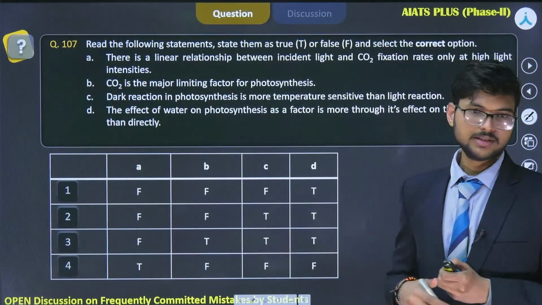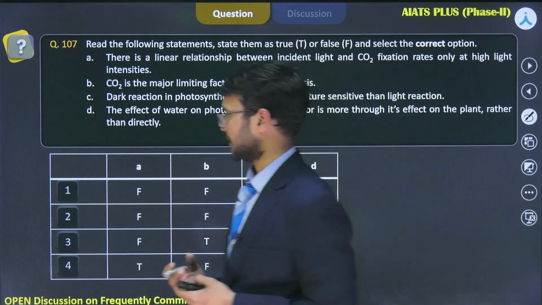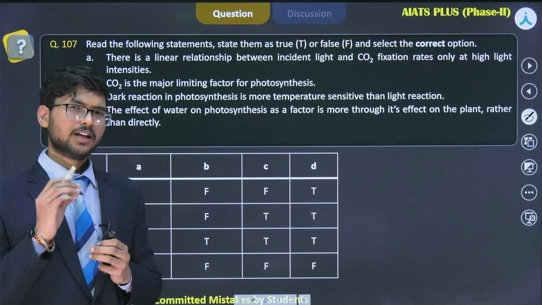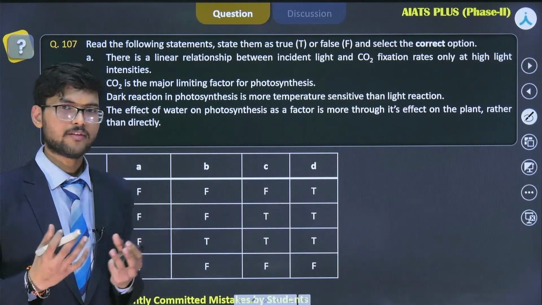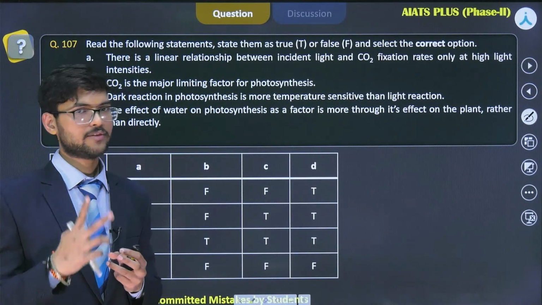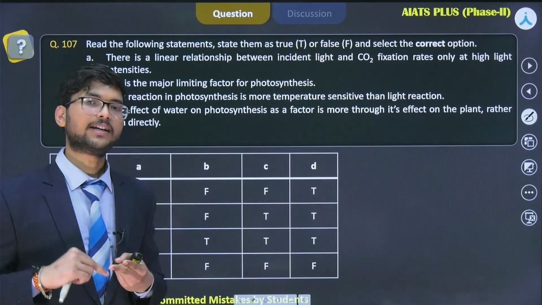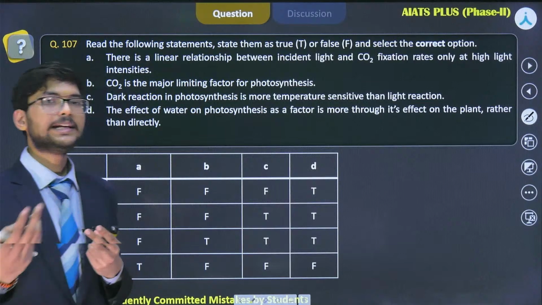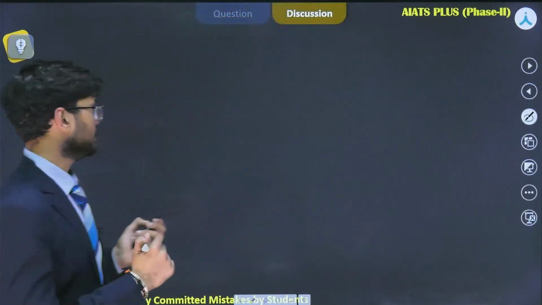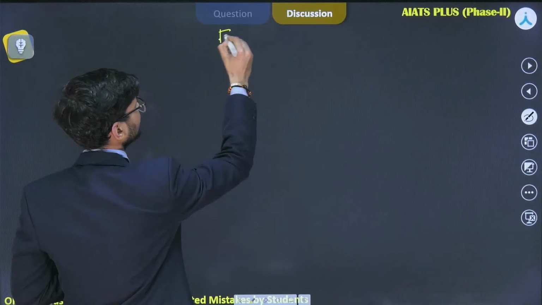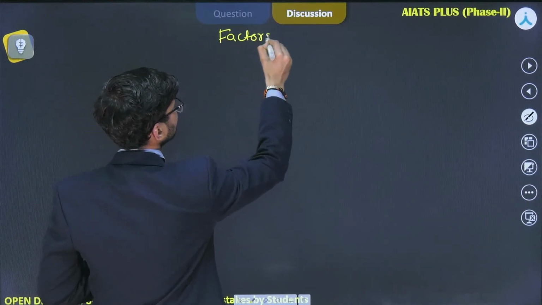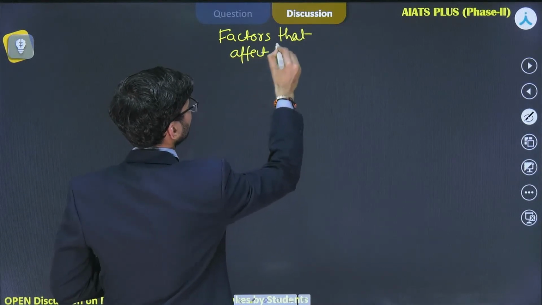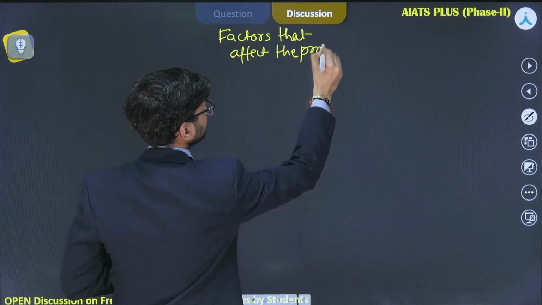Now another question that is very much asked in the NEET as well is about the factors that affect the process of photosynthesis. And the factors that you see in the overall environment, you will find that there are only two kinds of factors: first is the intrinsic factor of a plant, while the other is the extrinsic factor of a plant.